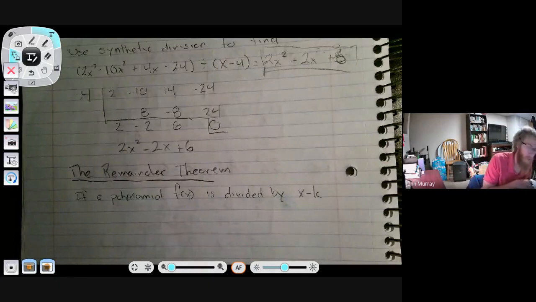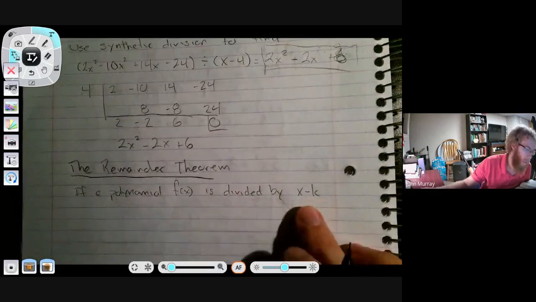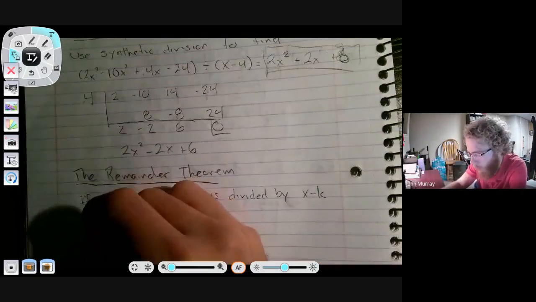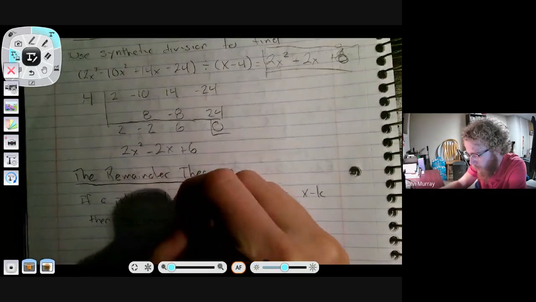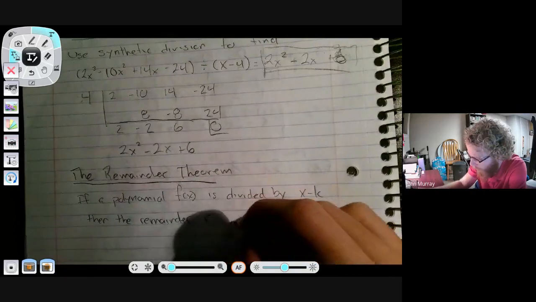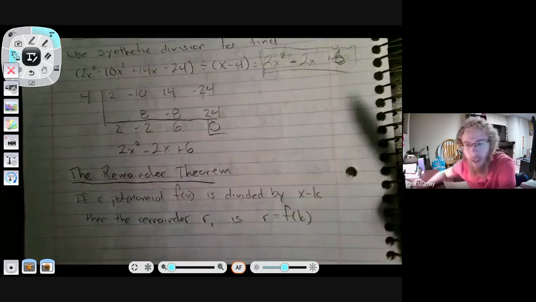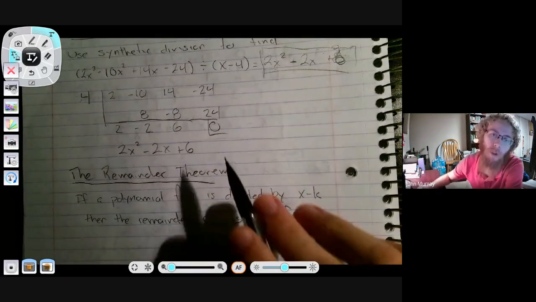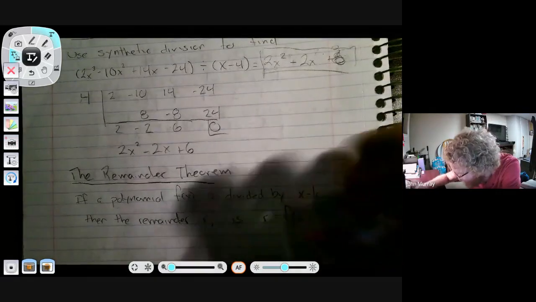Okay, so we're starting off, right, with normal division. So we have a polynomial f of x. We're dividing that by x minus k. Then what we can say is that whatever that remainder is would be the solution if you plugged k into the function. That's okay. Let me make that look a little nicer.